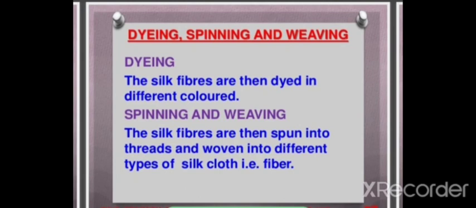Dyeing. Then the silk fibers are given colors according to the need. Spinning and weaving. The silk fibers are then spun into thread and woven into different types of cloth, including saris, shirts, etc.